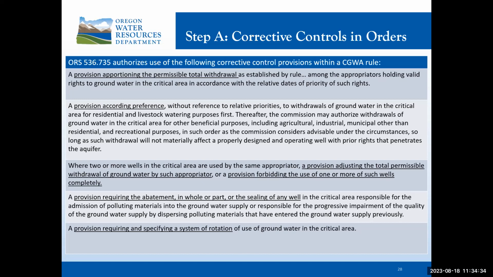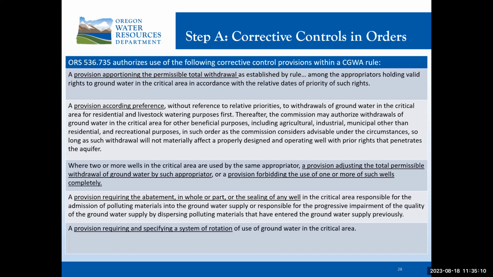So then the third provision that could be in the draft order is where 2 or more wells in the critical area are used by the same appropriator, a provision adjusting the permissible total withdrawal of groundwater by such an appropriator, or a provision forbidding the use of 1 or more of such wells completely. So essentially, the order can designate which wells a groundwater user gets to use and can restrict the use of 1 or more wells completely.